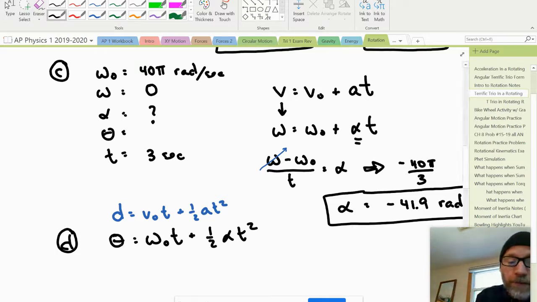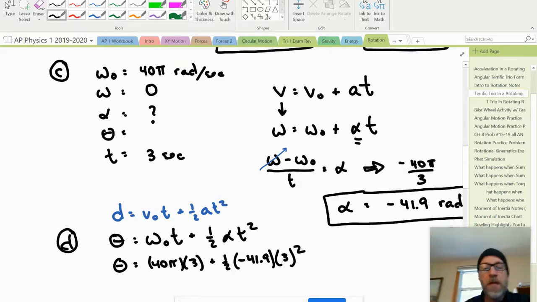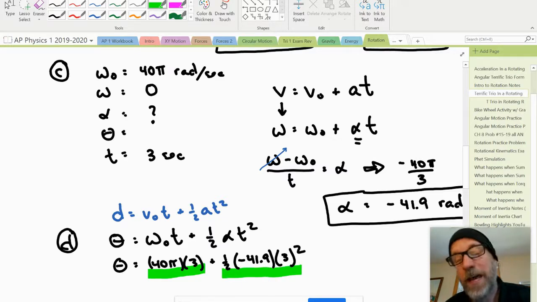So if I solve it up for theta, I'm going to have theta equals 40 pi times 3 seconds plus 1/2 times the negative 41.9 times 3 squared. If we translate this into English, this first part right here, that's the distance it would have traveled if it didn't slow down. This is how much angular distance less it travels, because it's slowing down.